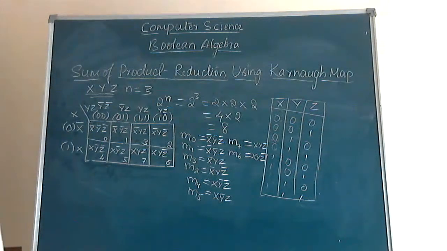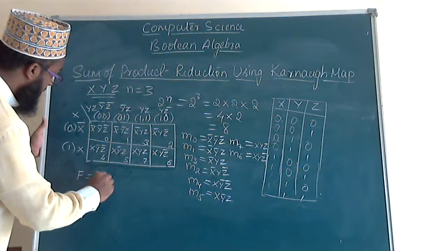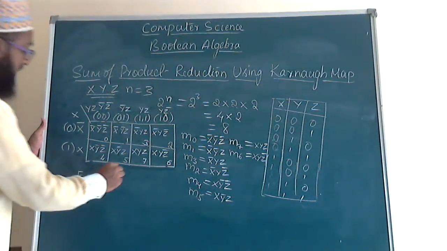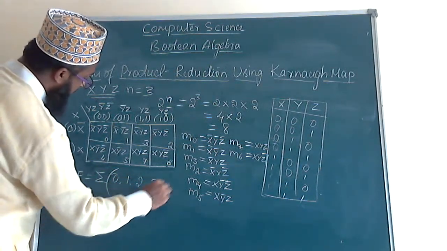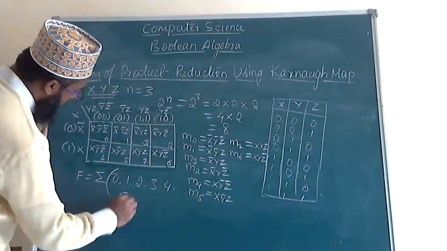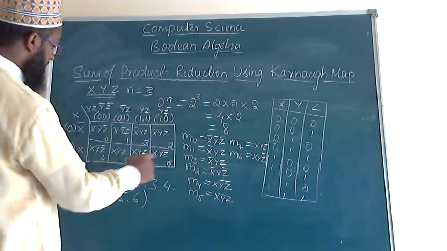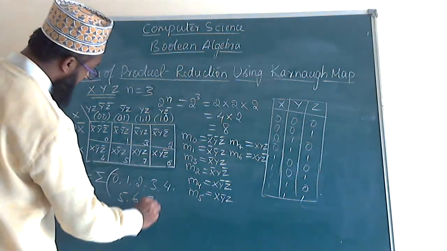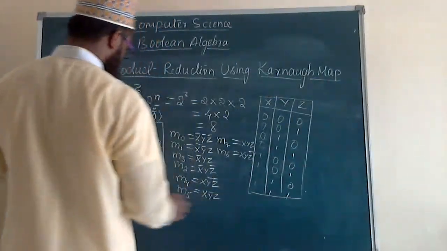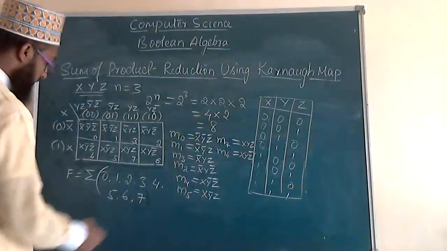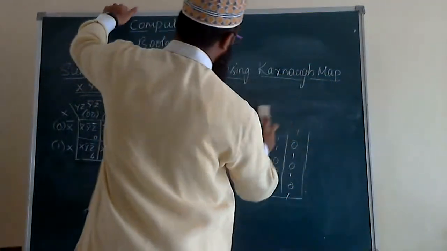So here, how can we represent this? Always represent with f equals sigma. Min terms are always represented by sigma of 0, 1, 2, 3, 4, 5, 6 and 7 we have to take here. Okay, this is completely one expression. So if you are getting confused, I'll write a little bit down or I'll write this side.